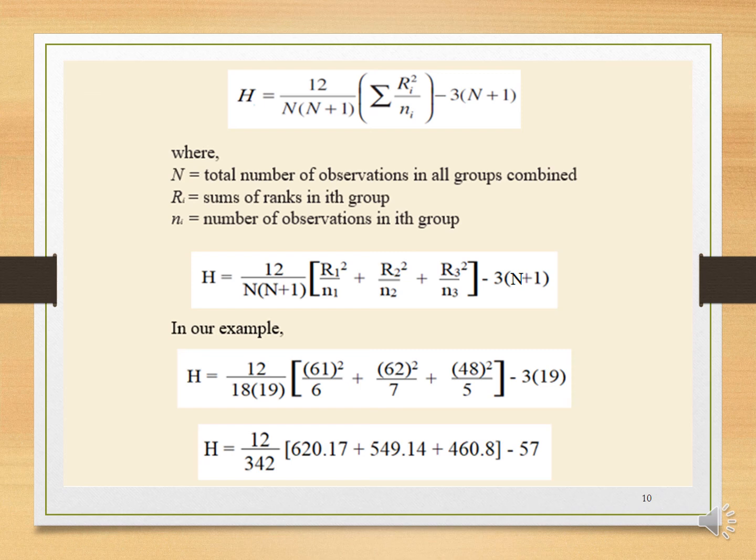So first, R is our sum. For example, the sum of group 1 is 61, the sum of group 2 is 62, and sum of group 3 is 48. And n is just the sample sizes, which is 6 for group 1, 7 for group 2, and 5 for group 3. Capital N reflects the total sample size, which is 18. Now we just plug all those values into the equation to find our H value, which comes out to be 0.197.